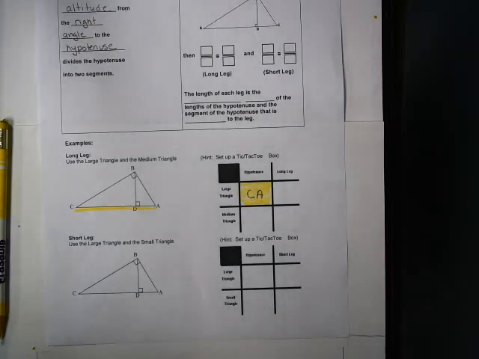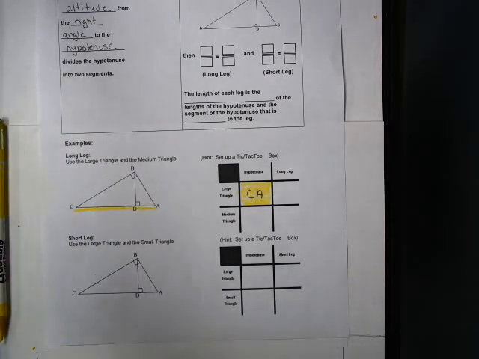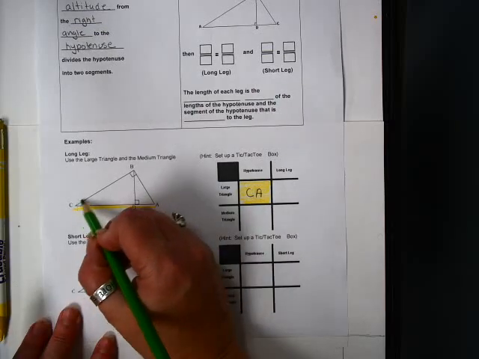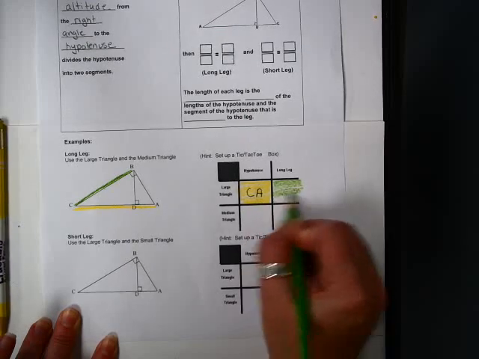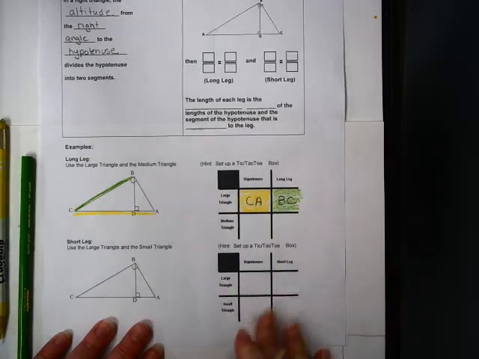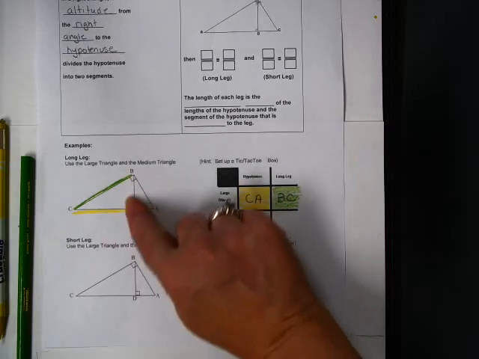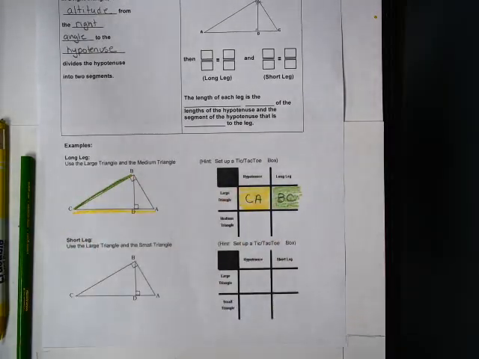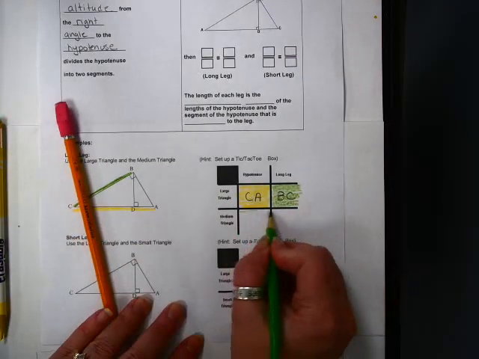What is the long leg of the large triangle? BC. Okay, good. I'm going to use green for that one. All right, so that's going to be BC. Okay, now let's focus in on the medium triangle. Remember, the medium triangle is over here. I need the hypotenuse of the medium triangle. What color is it? Good, it's already colored green.